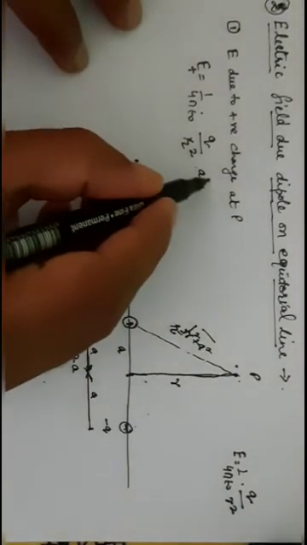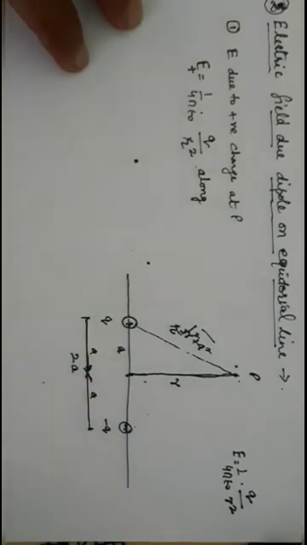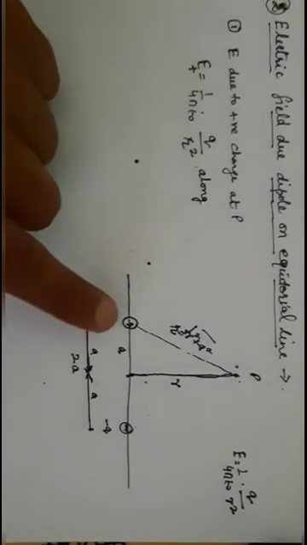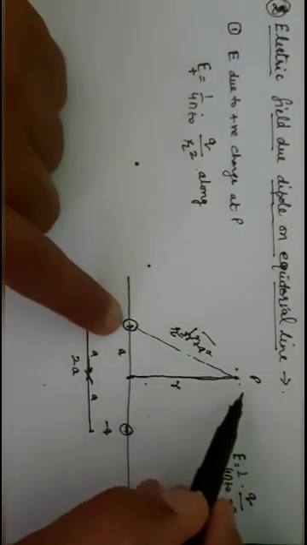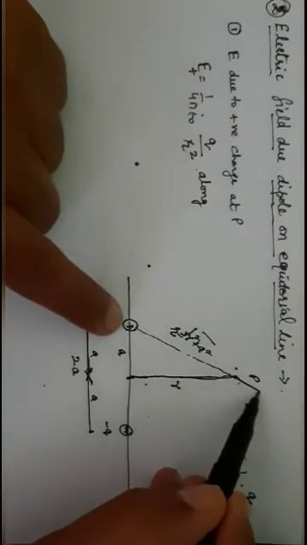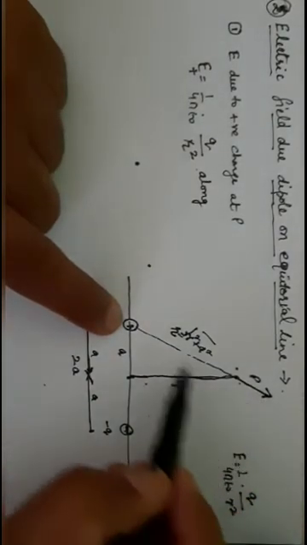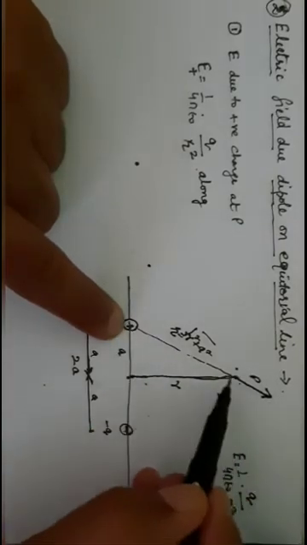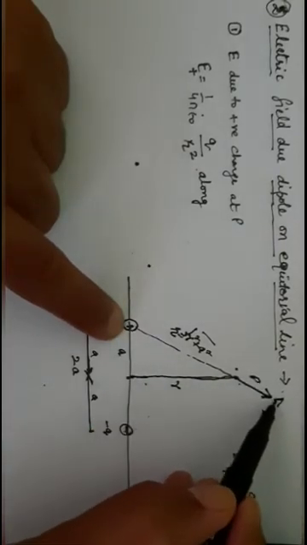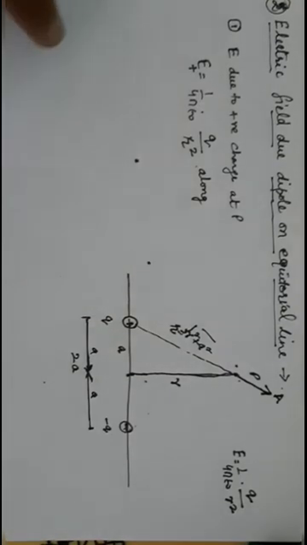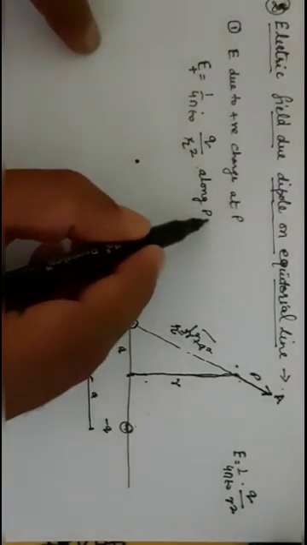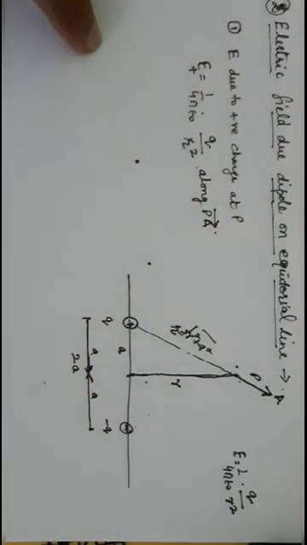Now the direction of the electric field. As we know, the electric field lines for a positive charge are radially outward, so it is along this direction, outward. From the positive charge it is moving away, so it is along this direction. I took this point as A, so it becomes along the PA vector.